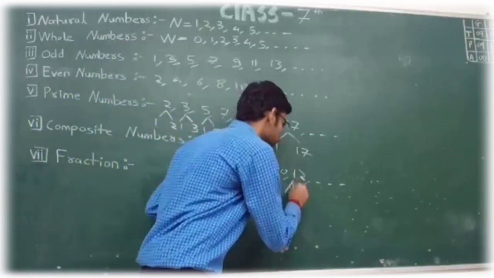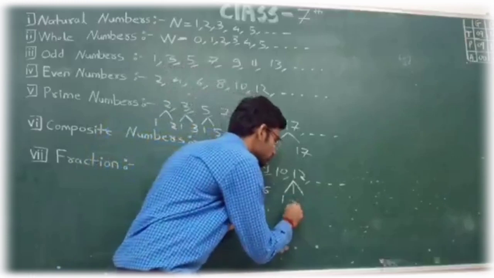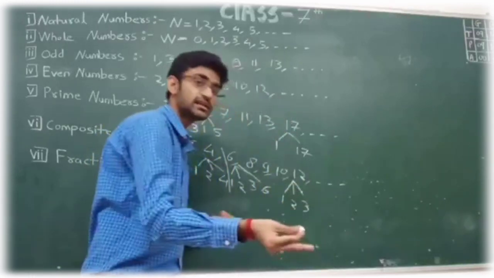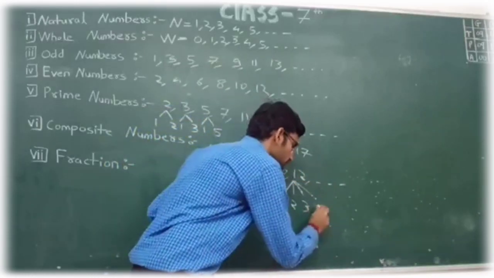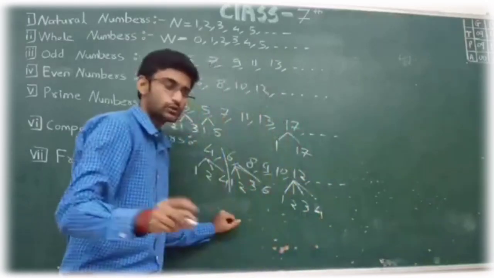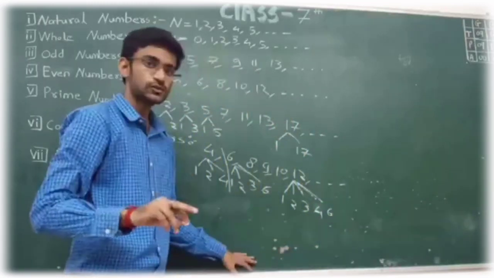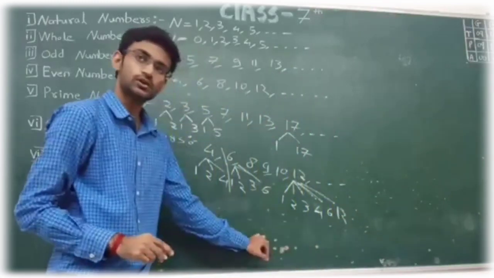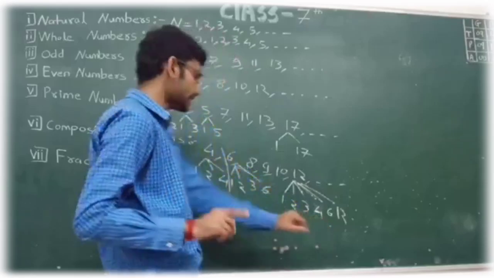Again we will explain with 12. One factor is 1. Second is 2, because 2 into 6 is 12. Third is 3, because 3 into 4 is also 12. Fourth is 4, because 4 into 3 is also 12. Fifth is 6, because 6 into 2 is also 12. And last is 12, because 12 into 1 is also 12. That's why it is a composite number, because it has more than 2 factors.